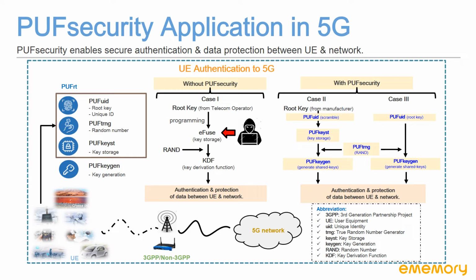And an even more secure case is case 3. In case 3, no operator needs to inject the key. The SIM card can generate the unique ID from its embedded PUF. So the key, the unique ID, is stored in the PUF. So there's no additional storage needed for storing the unique ID.